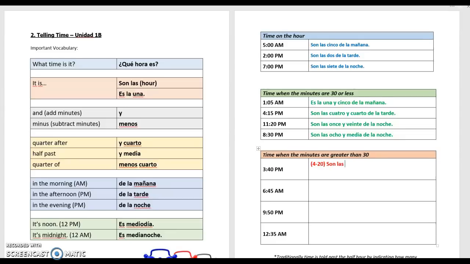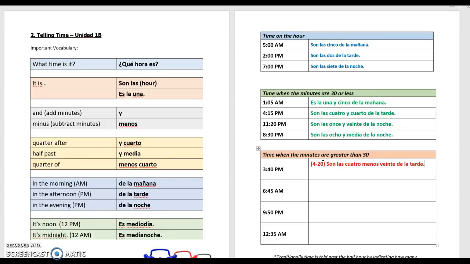Son las 4, menos, we're going to take away 20 minutos, so take away 20, and it's in the afternoon, de la tarde. Here's where it gets fun.